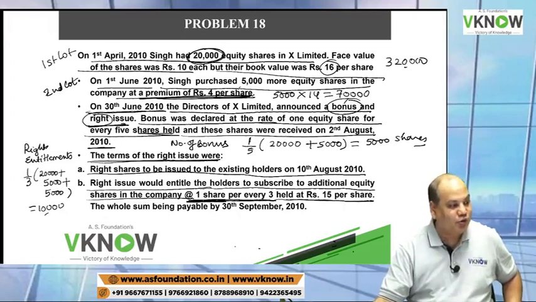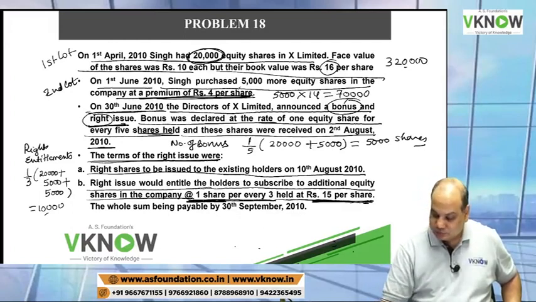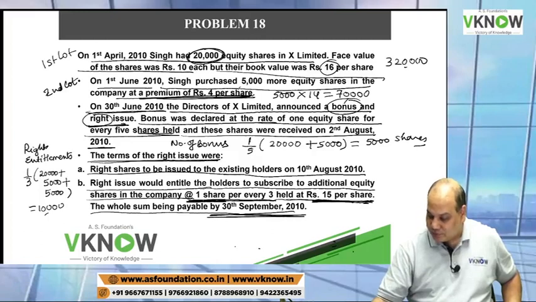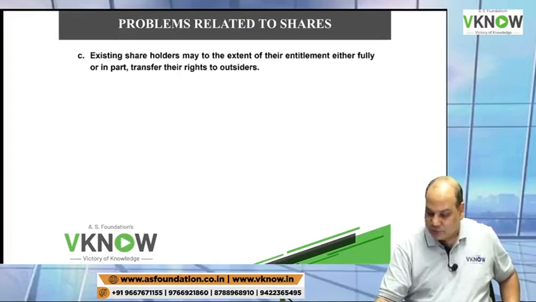And what is the price to be paid? 10,000. 15 rupees per share. The whole sum is payable by 30th September. So this is the date of making payment for right issue. Now let us see what Singh has done.